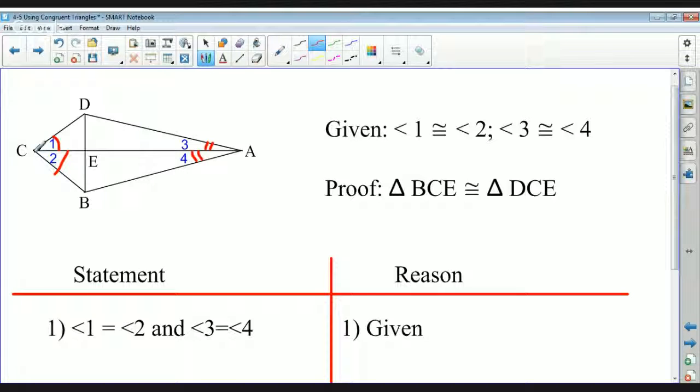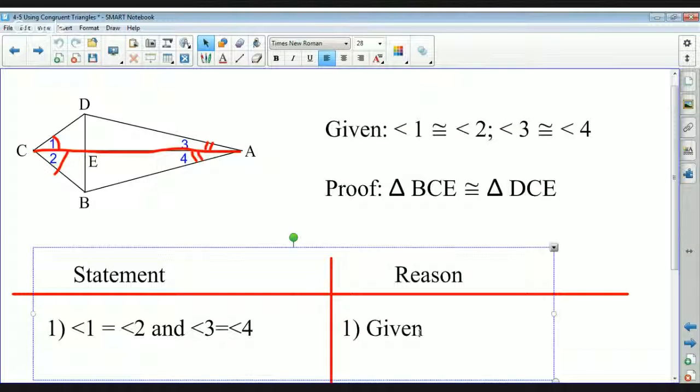Next, if we take a look at side CA, try to trace this over here with my mouse. That's why it's a little bumpy and crooked. That line CA is in both triangles. So that's what we need to do next in our proof. After we have the 2 angles are congruent, we now can say CA is equal to CA.